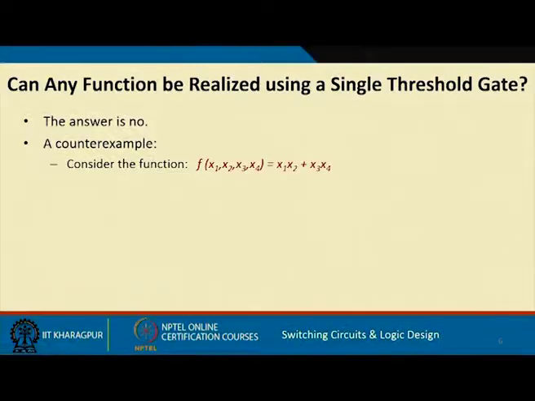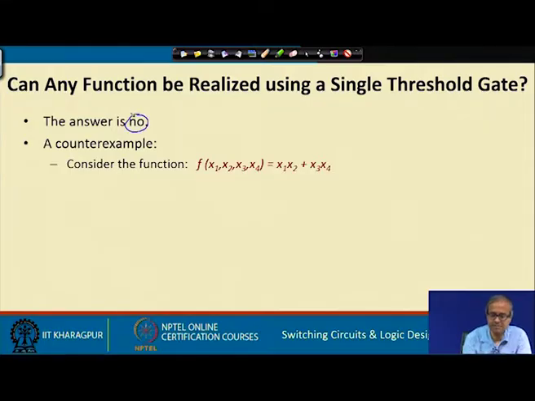Now, how do we prove this? We give a counter example. We show an example logic function and we give a justification why this cannot be implemented using threshold logic. Let us see. So, the answer is no, as I said. You cannot implement an arbitrary function using a threshold gate. Now, the example we take is like this.